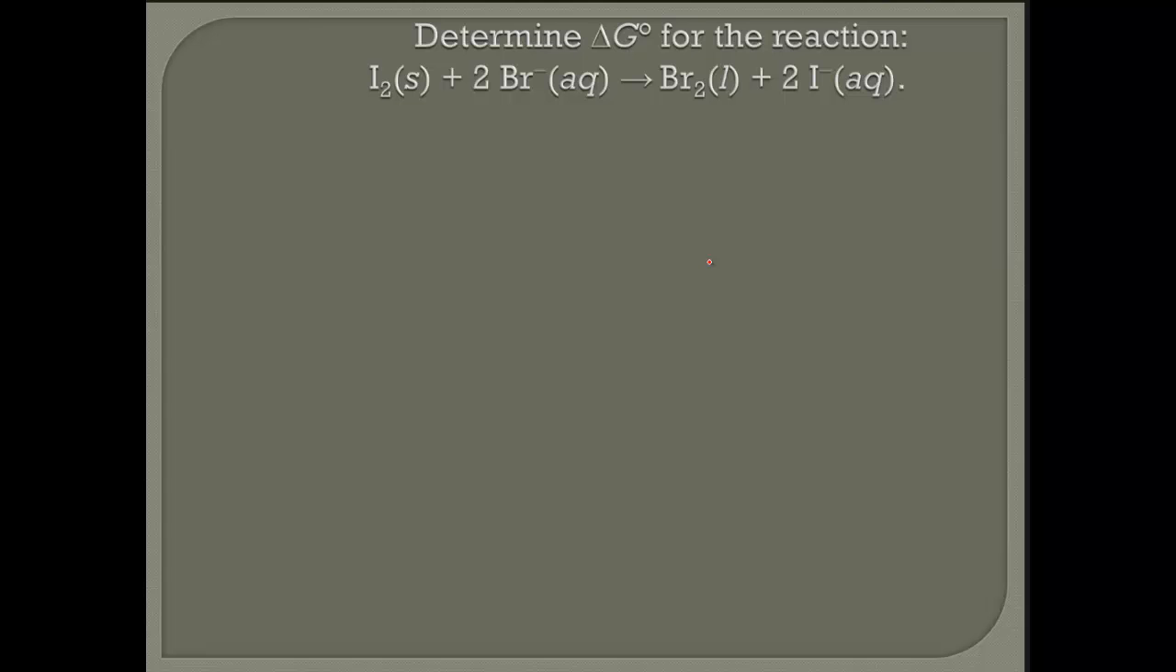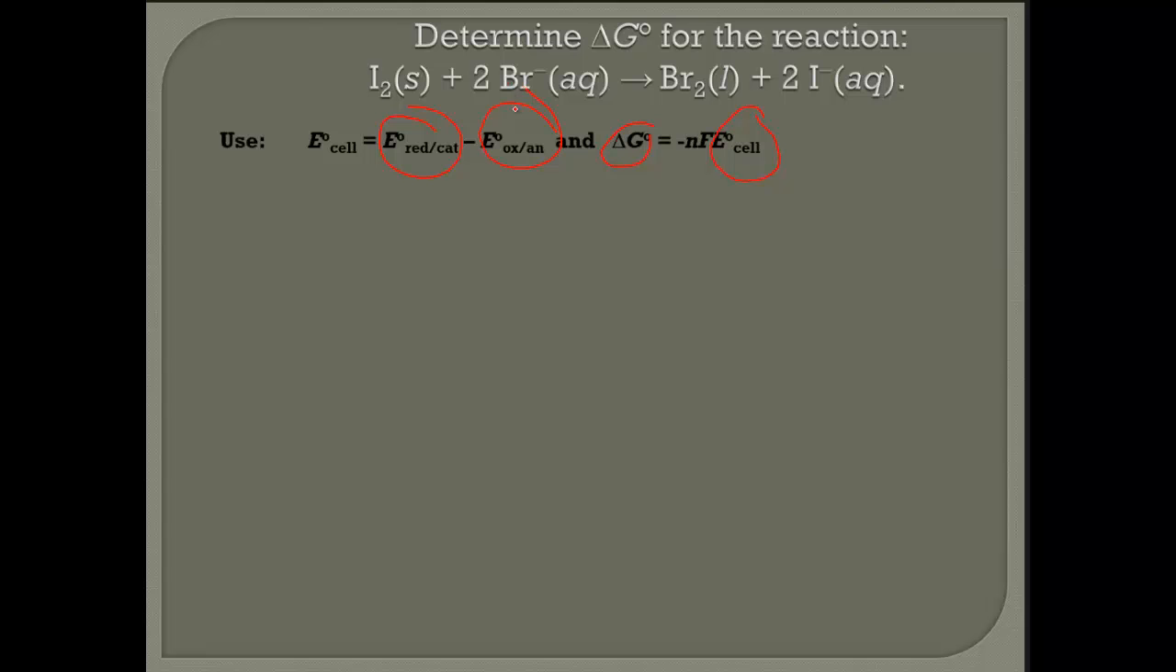Determine the delta G for the reaction I2 plus 2Br minus yields Br2 plus 2I minus. Alright, so to do this, we want to use both equations. In order to figure out what delta G is, we have to figure out what the cell potential is, which means we need the cell potentials of the cathode and the anode. So we need to figure out which one's being oxidized and which one's being reduced.